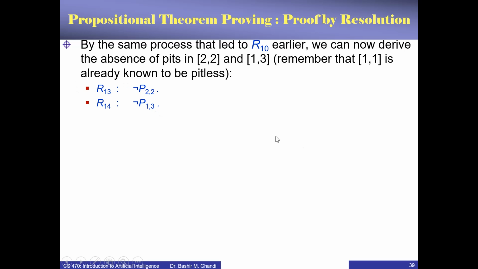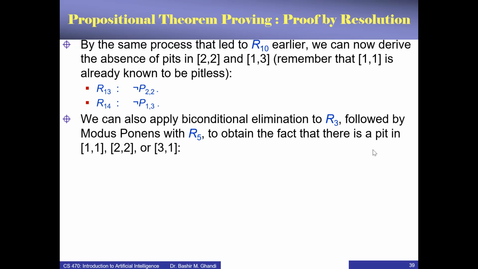We can also apply biconditional elimination to R3, followed by modus ponens with R5, to obtain the fact that there is a pit in either 1-1, 2-2, or 3-1. So either P11 contains a pit, or P22 contains a pit, or P31 contains a pit.